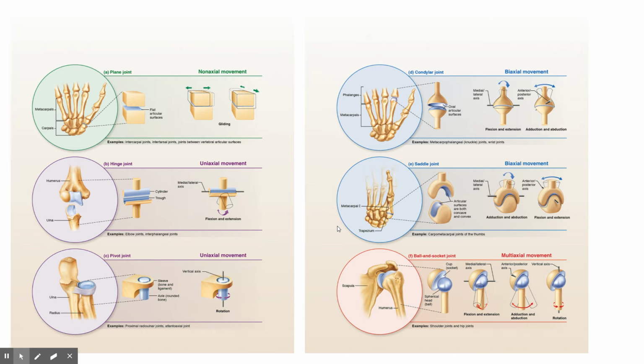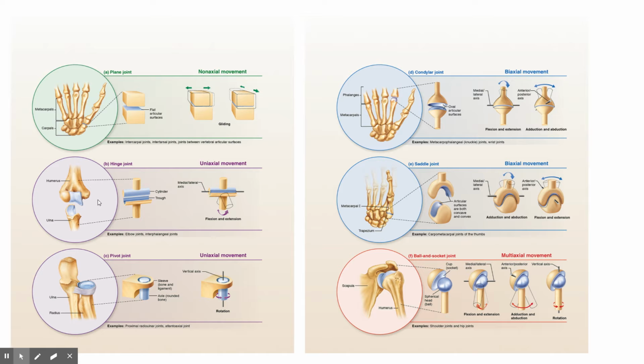There are plane joints, and think of a flat plane. If you have two flat planes, they're sliding past one another. So this is a gliding joint. This is like the bones between your wrists and your ankle bones. Great example of a plane joint.